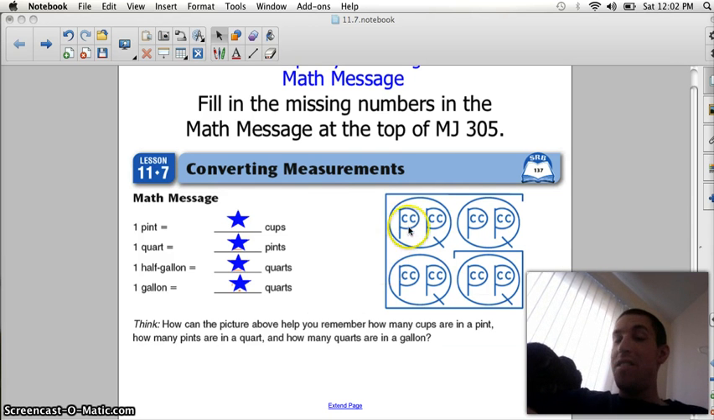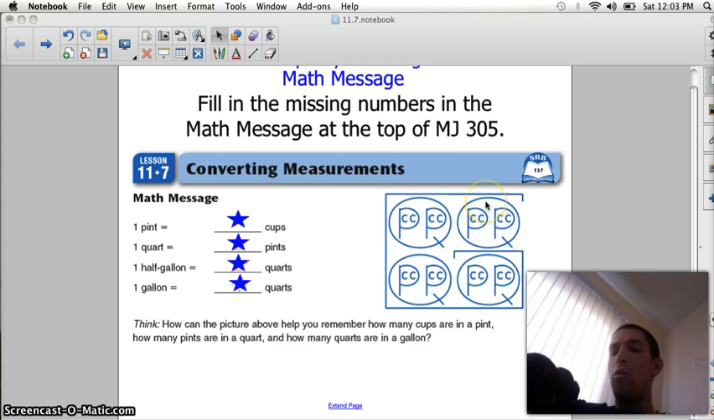My class has seen this drawing before, and you should know it off the top of your head, but this is Gallon Man. Remember Gallon Man? You'll see here the big G, and then in the big G you'll see 4 different Q's. Inside each Q is two P's, and inside each P is 2 C's. And that's a good way to remember Gallon Man, mostly because how many quarts are there in a gallon?